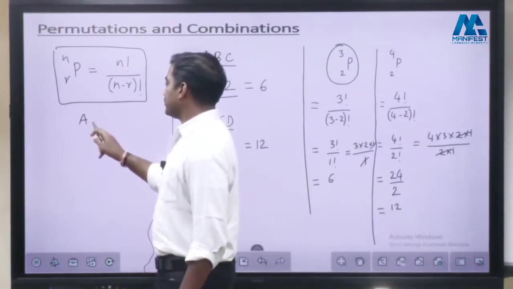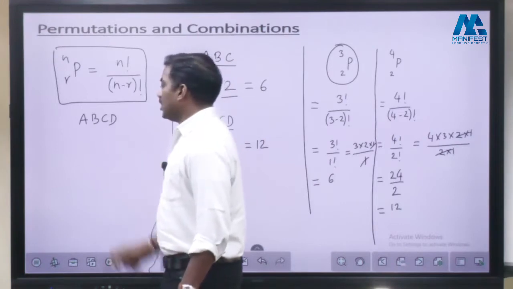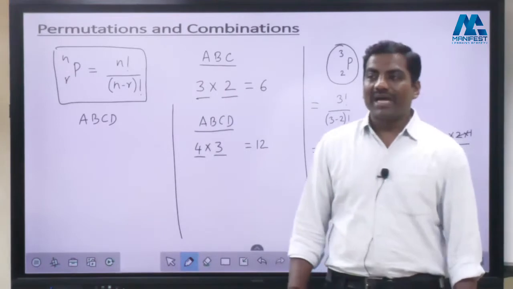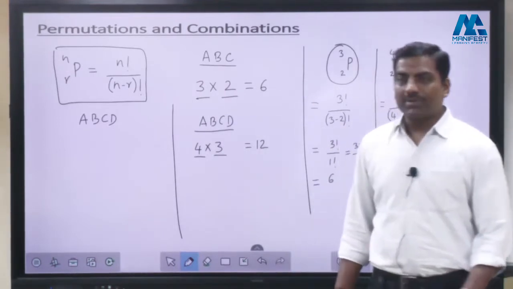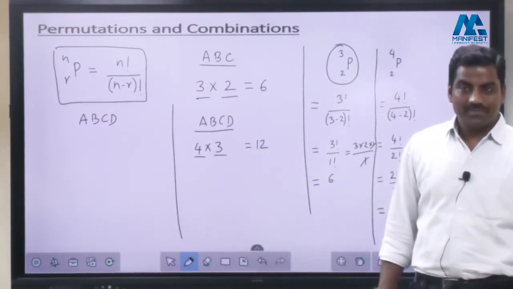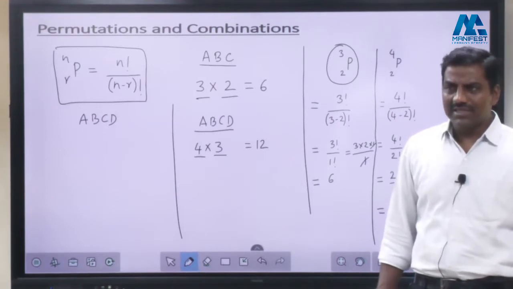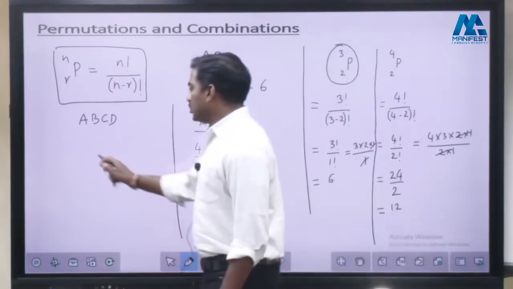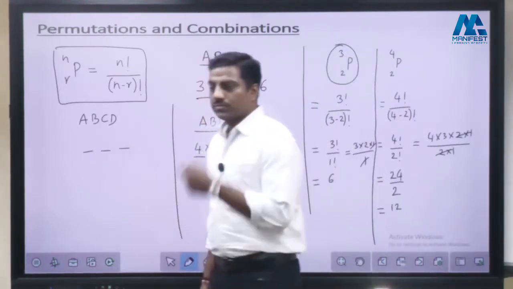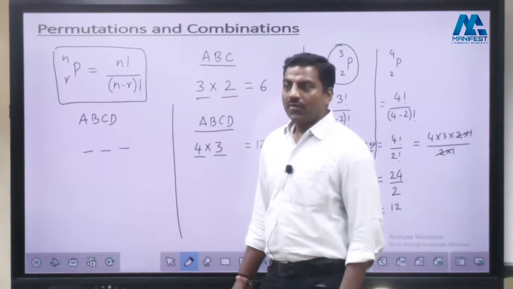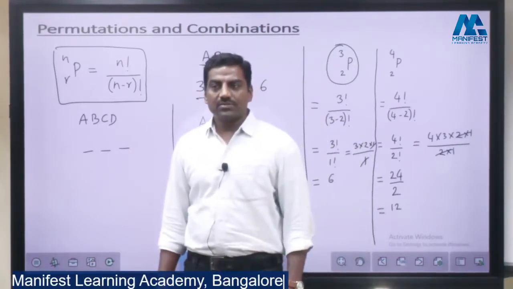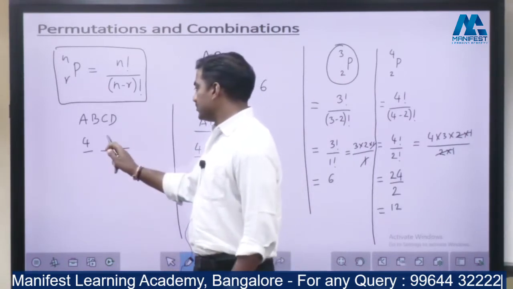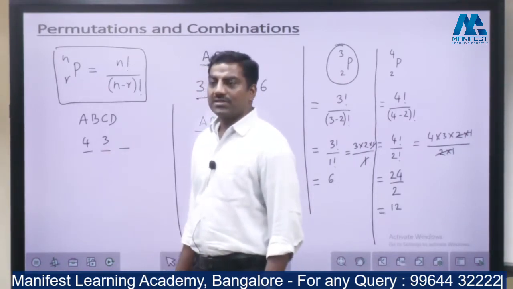Okay. Similar situation among A, B, C, D. You are choosing a captain, vice captain, and a standby. Standby means if somebody gets hurt, then that person will replace him. So you have to choose 3 people now. First place can be filled in how many ways? Second place can be filled in how many ways? Third place can be filled in how many ways?